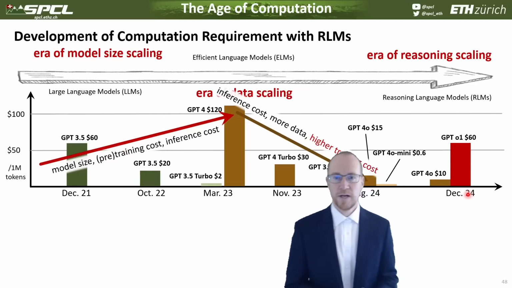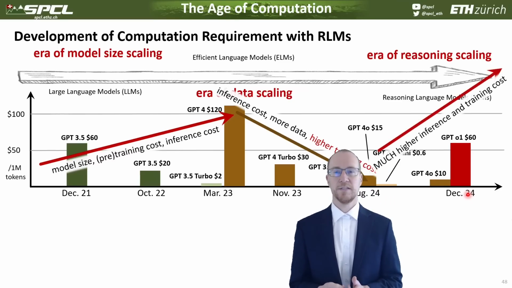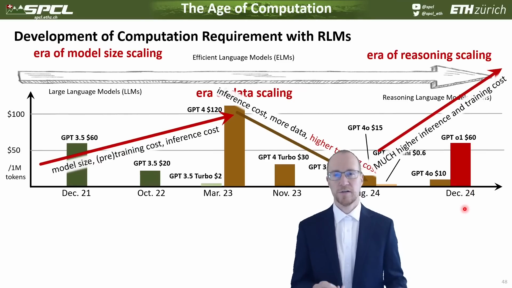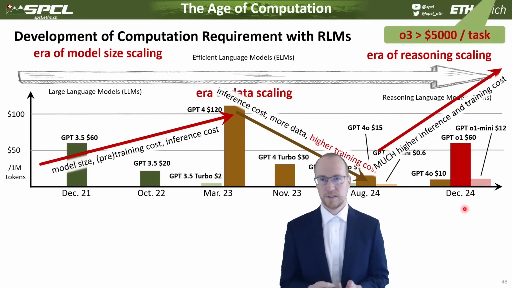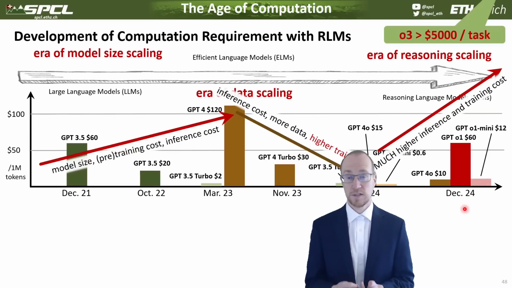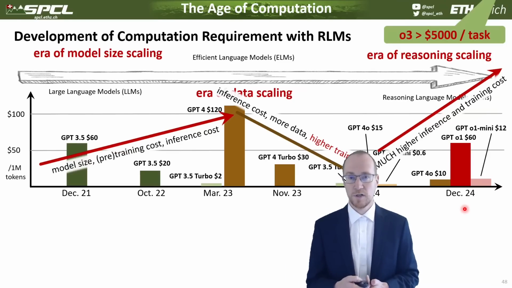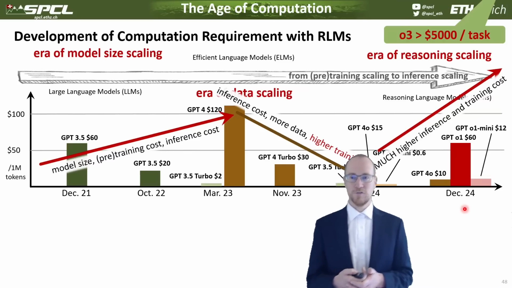And now we have GPT-O1 at a $60 cost again. So that was in December 24. So much higher inference and training costs suddenly. So that's unfortunate. Actually, in O3, there are tasks that cost up to $5,000 because you can just run these MCTS chains forever and ever. And that's another problem, of course, if they're getting too expensive.